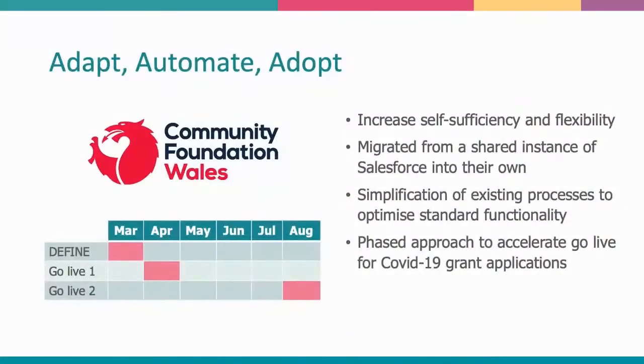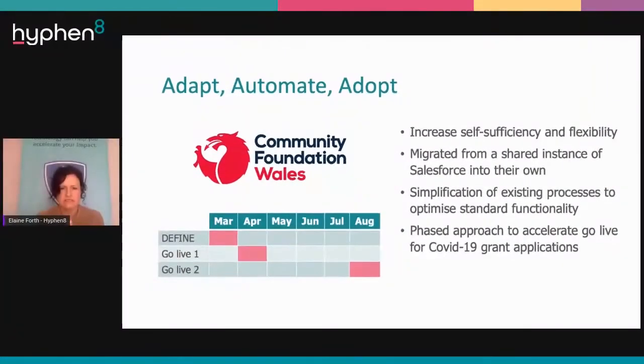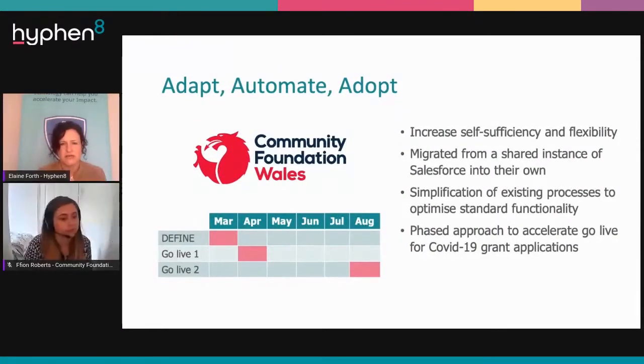So now moving on to Community Foundation Wales' story, which is a slightly different story in that they were already using Salesforce, but they were actually sharing an org with a network of community foundations. And what that meant was they didn't have the flexibility necessarily to do what they wanted to do locally and to adapt it to their processes. So by shifting onto their own independent version of Salesforce, the objective was to increase their self-sufficiency and flexibility, and obviously to migrate across from the existing Salesforce into their own, but very much simplifying things.